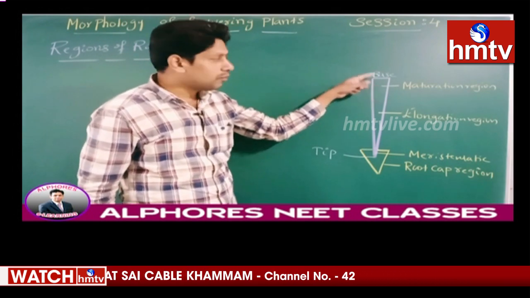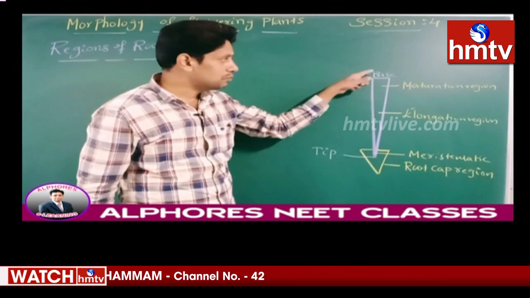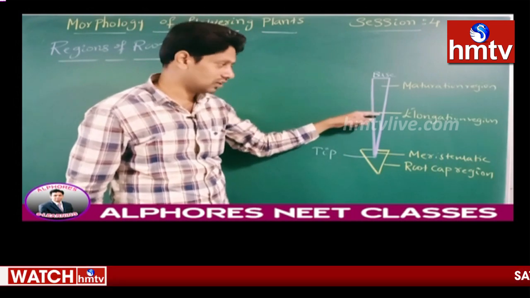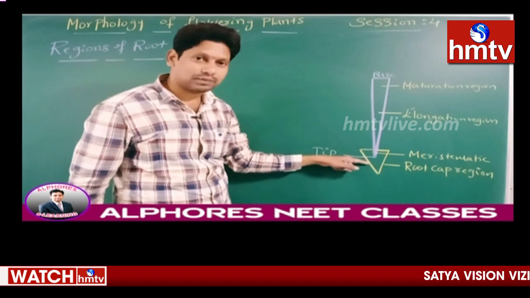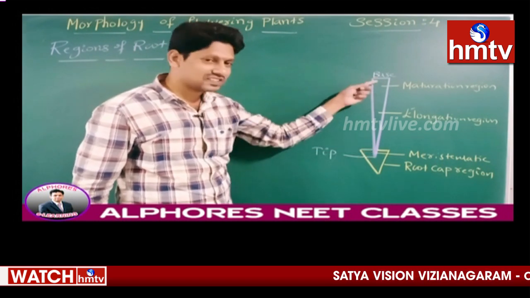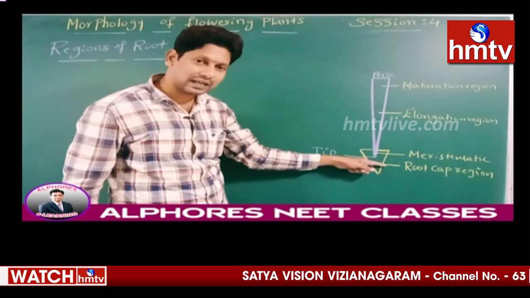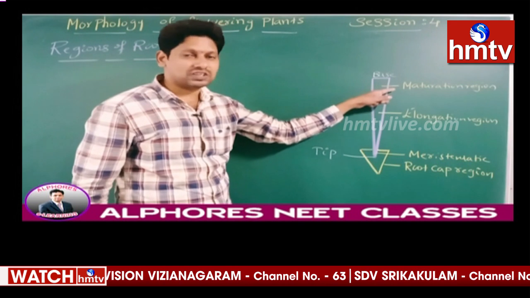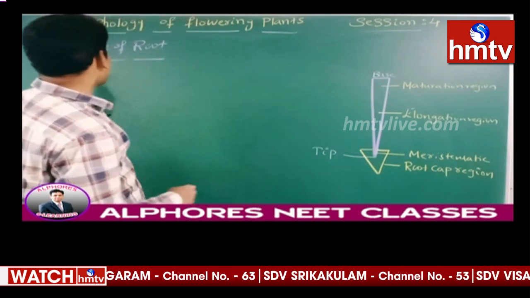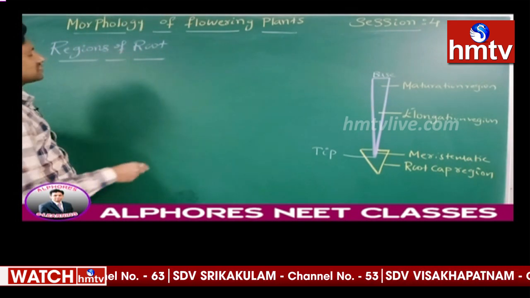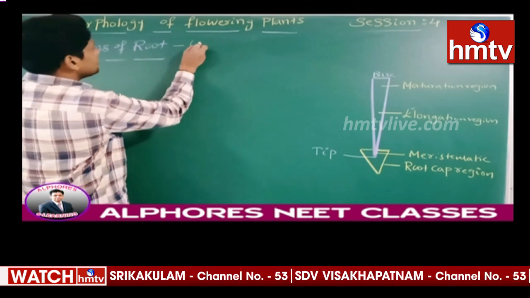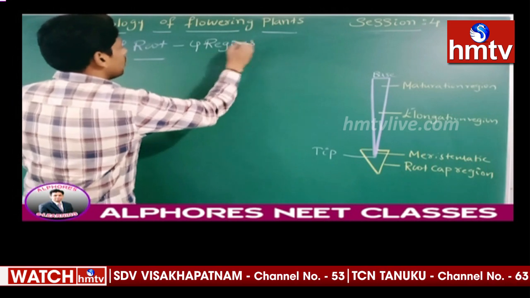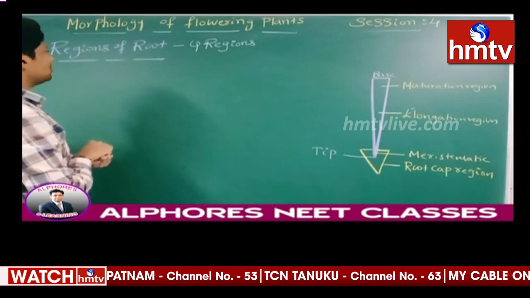Sir, if we move from base to tip, what comes first? Maturation, then elongation, then meristematic, then root cap region. If we move from tip to base, first root cap region, then meristematic, then elongation, then maturation region. Yes or no? Therefore, sir, we are discussing the regions of root. Root is with how many regions, sir? 4 regions.